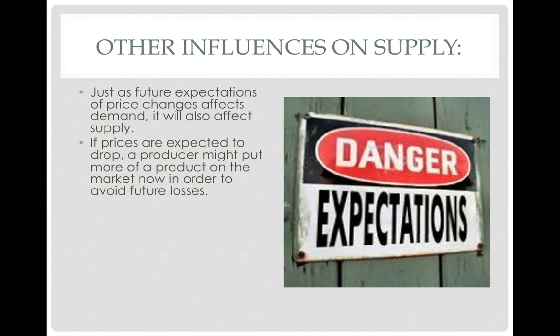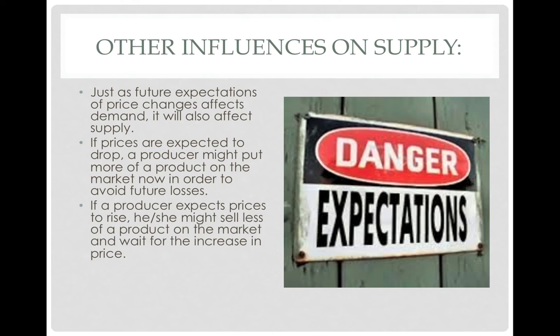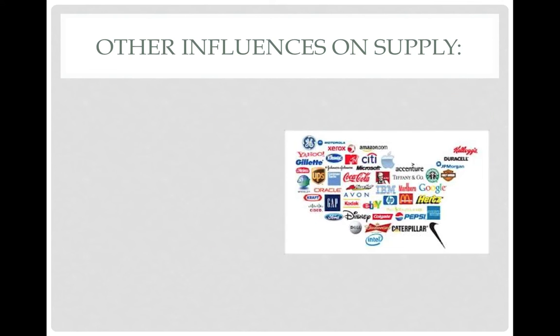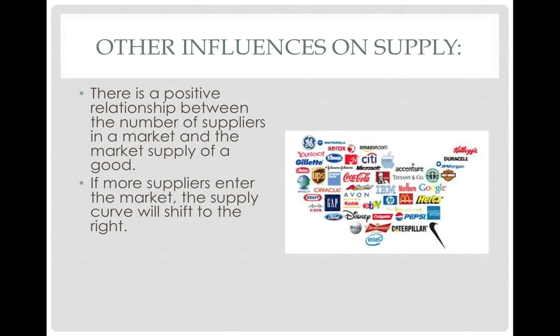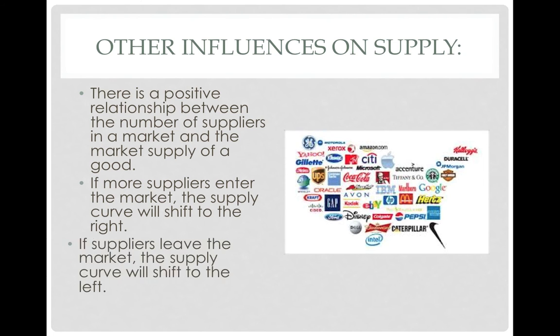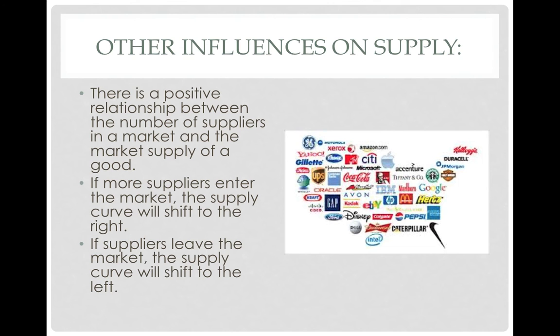Just as future expectations of price changes affect demand, they will also affect supply. If prices are expected to drop, a producer might put more of a product on the market now in order to avoid future losses. If a producer expects prices to rise, he or she might sell less of a product on the market and wait for the increase in price. There is a positive relationship between the number of suppliers in a market and the supply of a good. If more suppliers enter the market, the supply curve will shift to the right. If suppliers leave the market, the supply curve will shift to the left.